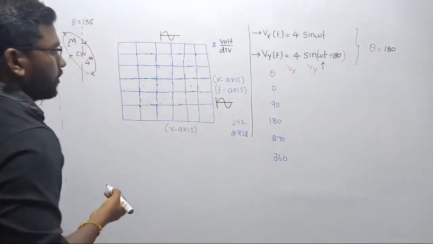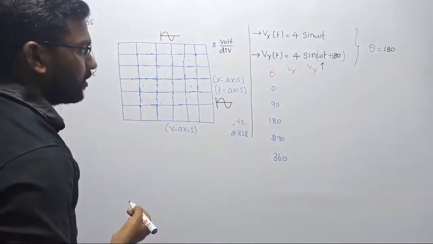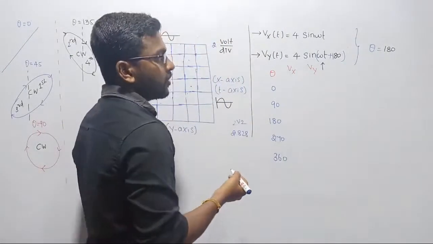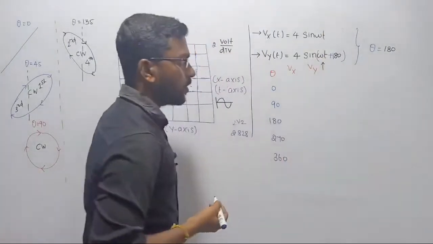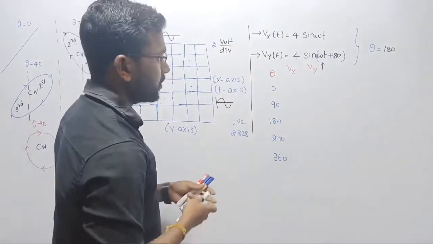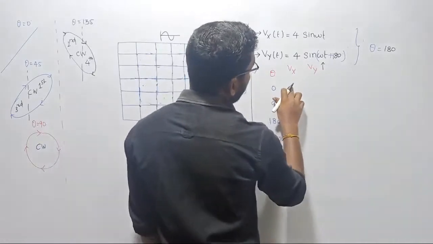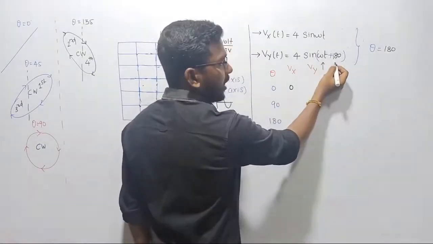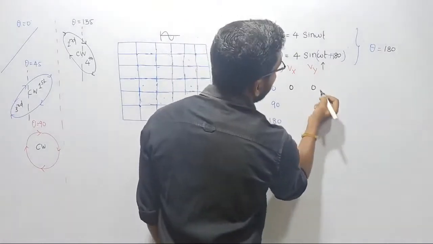Okay. Let us start the journey. Once I start the journey with the 180 degree displacement, the phase angle displacement between the waveforms is 180. Let's consider once again at x equal to 0. Let's place the values at theta equal to 0. Sin 0, 0. What about here? 0 plus 180, sin 180, 0.